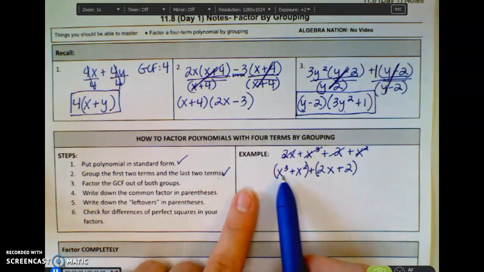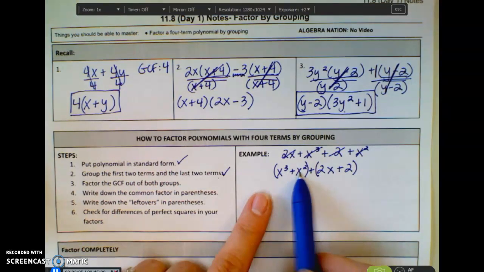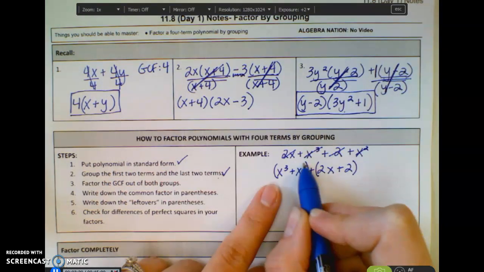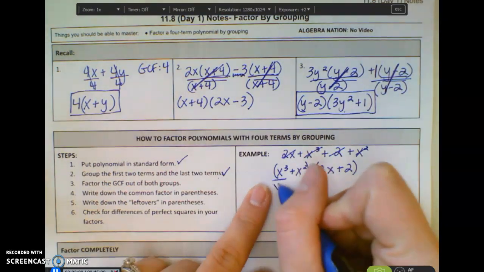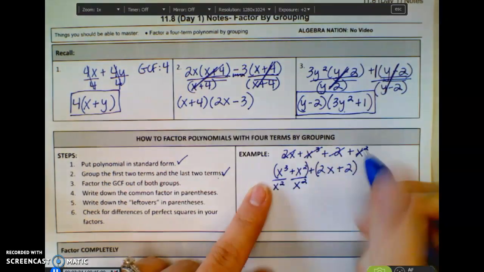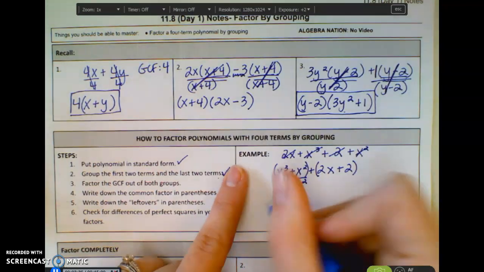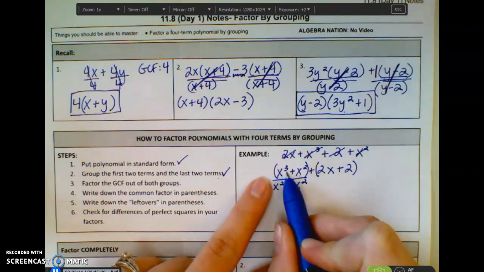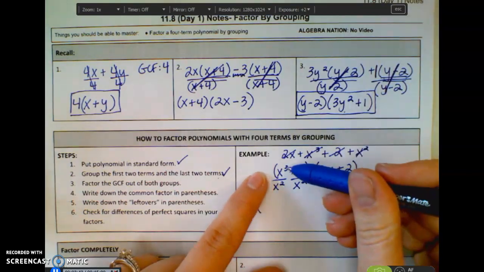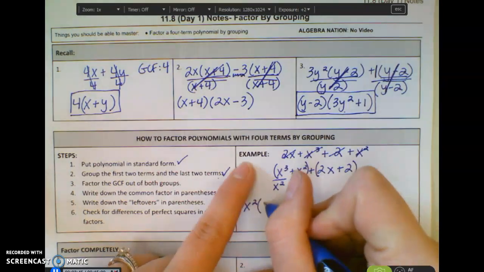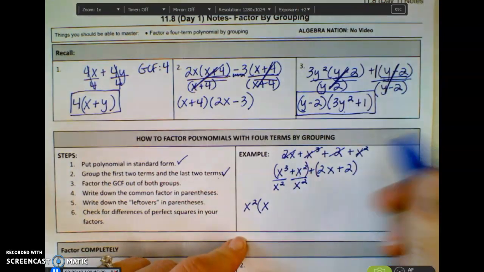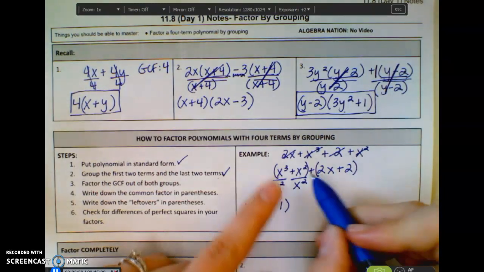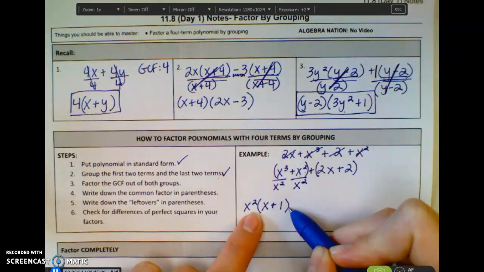Step 3, factor the GCF out of both groups. So let's look at this. X cubed plus x squared. What can I take out of both x cubed and x squared? Well, they both have x's, so we take the lowest exponent, which is x squared. So that's our GCF of just this set of parentheses. So bring down your GCF. Well, what's left? When I take out an x squared from x cubed, remember we subtract the exponents. That 3 minus 2 leaves me with x. Then x squared over x squared, that gives me 1. So GCF was taken out of the first set of parentheses.